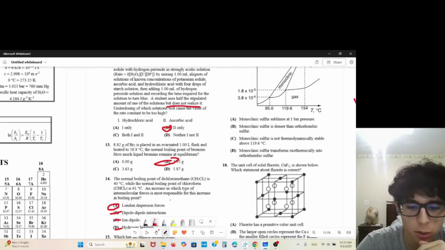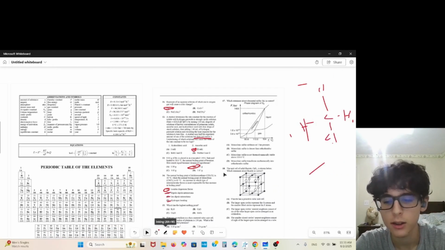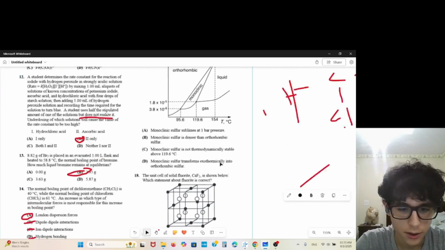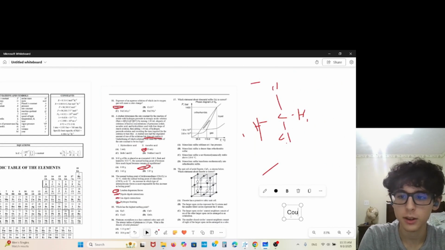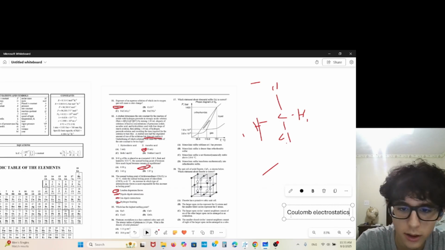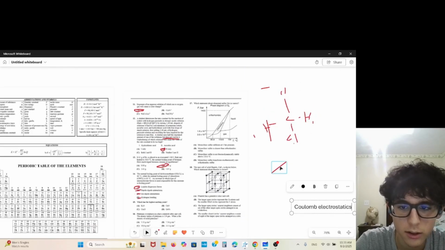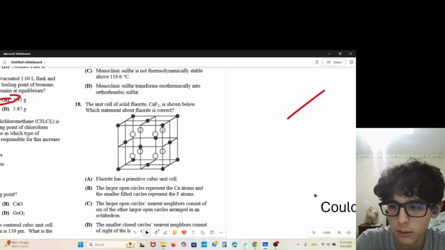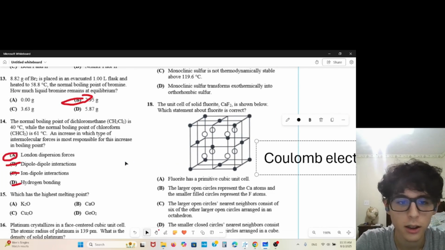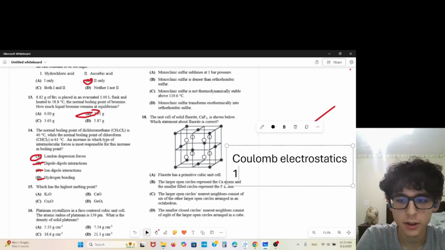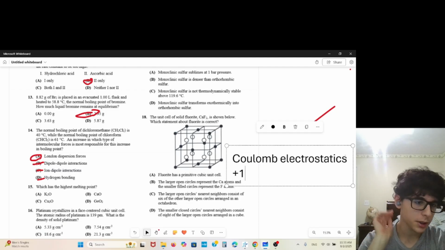Highest melting point. Oh, I like this question. Okay. So for this, what you're going to want to figure out is basically just Coulomb electrostatics. Whiteboard is tweaking. Okay. Yeah. So K2O, you're going to want to determine charges.